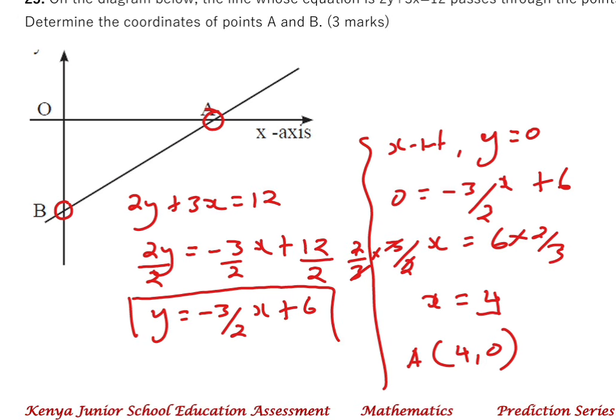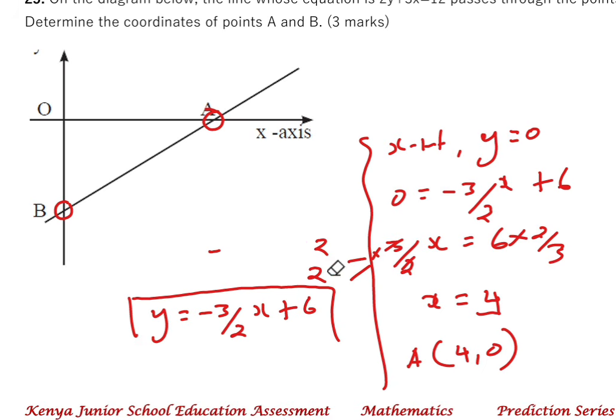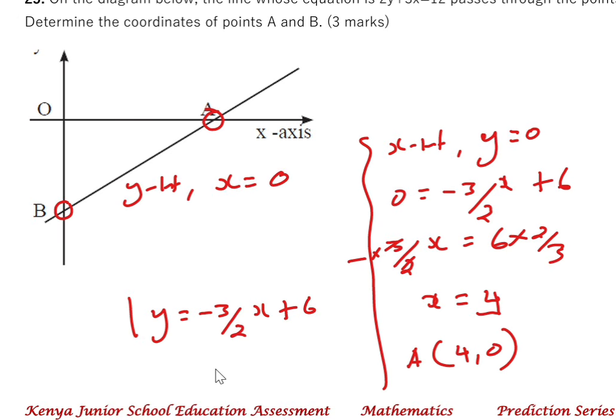What about point B? I'm going to do the same for point B. Point B is cutting the y-axis, so it is the y-intercept. We know the y-intercept is when x equals 0. So where we have x in this equation, we put 0. Negative 3 over 2 times 0 becomes 0, so y equals positive 6. So the coordinate of point B is x is 0 and y is 6. So B is (0, 6). And we score those 3 marks. So you're done with number 25.